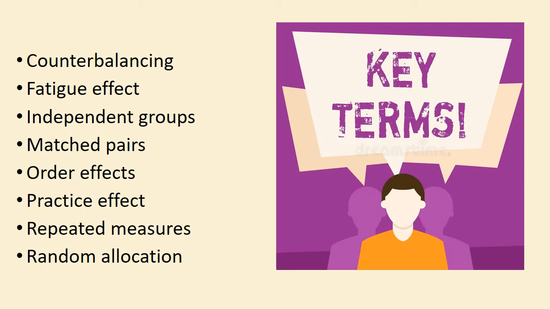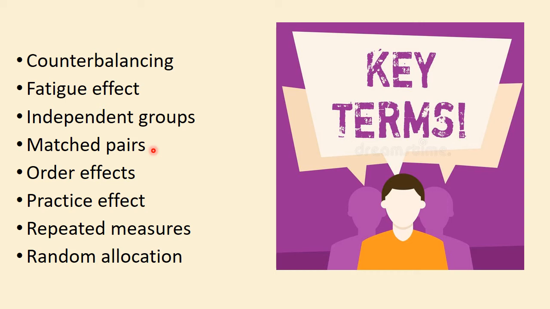Okay, so they're the three designs that you need to know. You need to make sure that you can spot these, and I will be putting a little test up for you to do that. So the three designs are independent groups, different people, repeated measures, same people, and matched pairs, similar people. That's the easiest way to remember it.